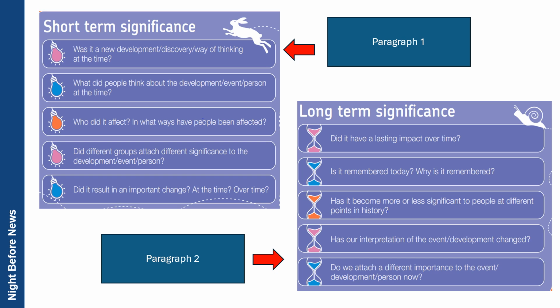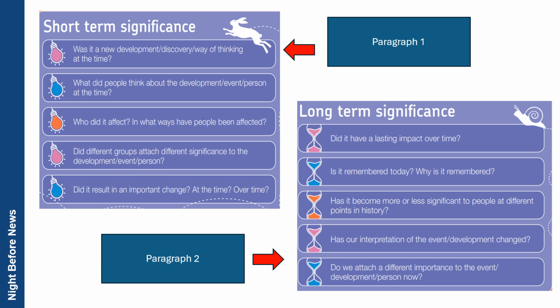So if you remember, you will have seen these questions in class. There are some key questions here, short-term significance questions and long-term significance questions. We recommend that you take 2 of these questions and you develop these in your paragraph. So your paragraph 1 should focus in on the short-term significance. So why was it new at the time? What did people think about it at the time? Who did it affect? Did different groups get affected? Did it result in important change? So focusing on those questions in paragraph 1 about the person or the event that you're looking at.